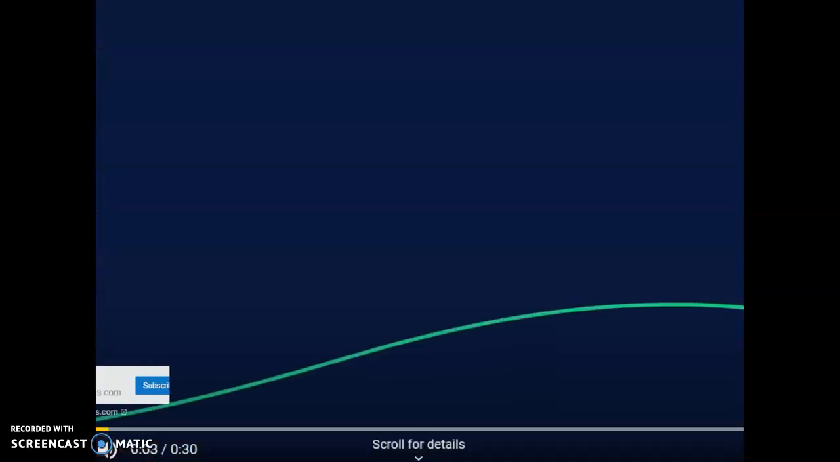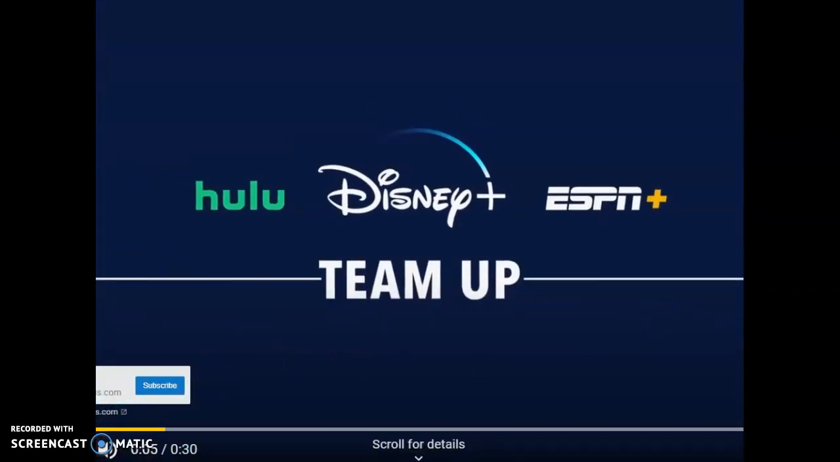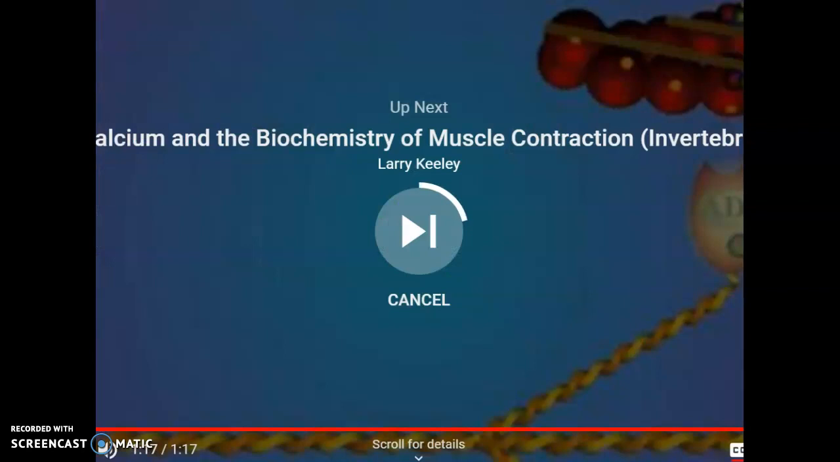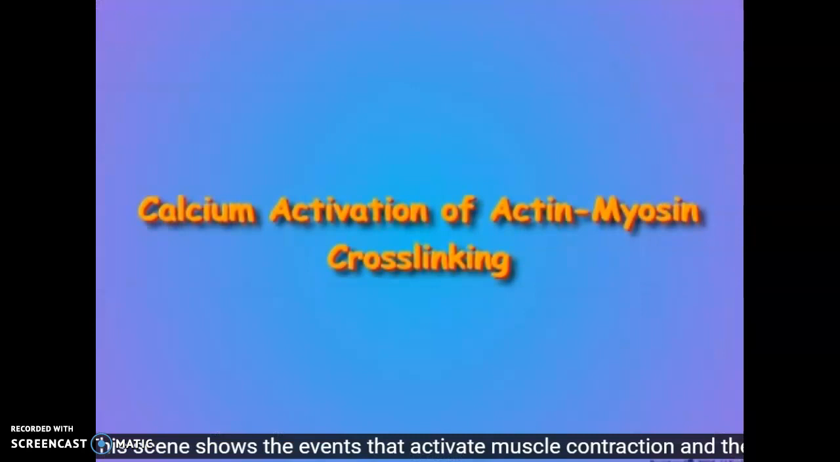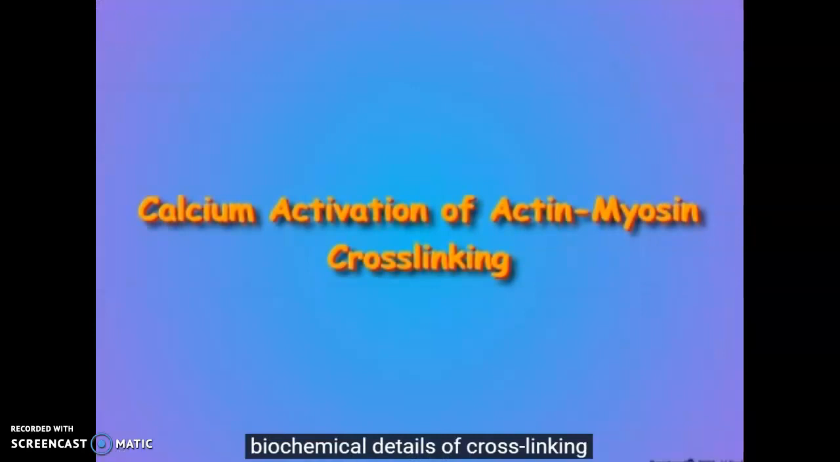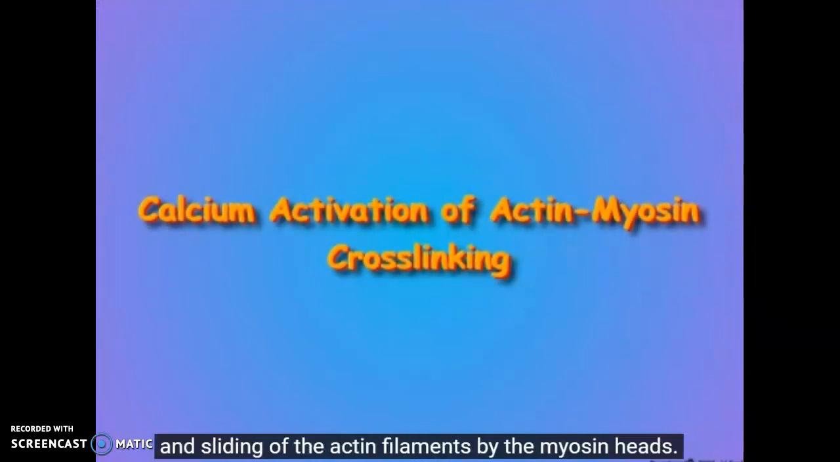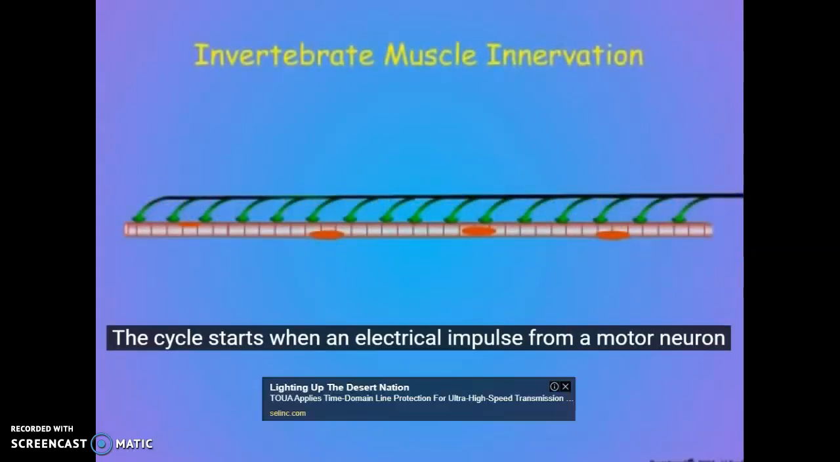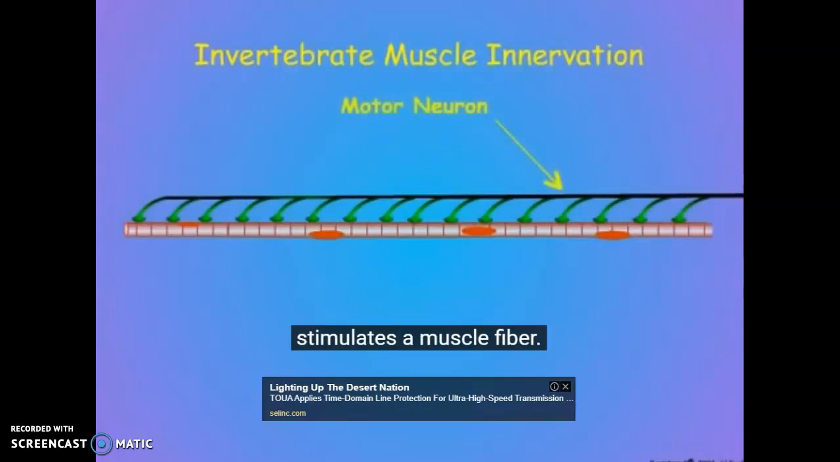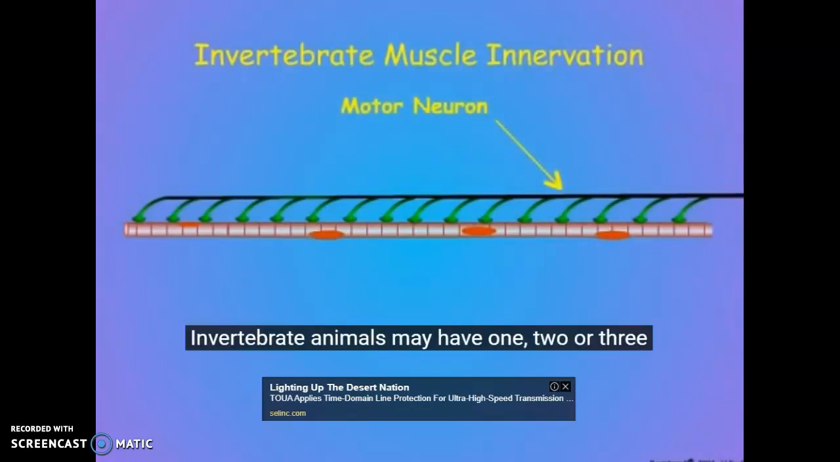I put together two more videos. This video shows the events that activate muscle contraction and the biochemical details of cross-linking and sliding of the actin filaments by the myosin heads. The cycle starts when an electrical impulse from a motor neuron stimulates a muscle fiber.